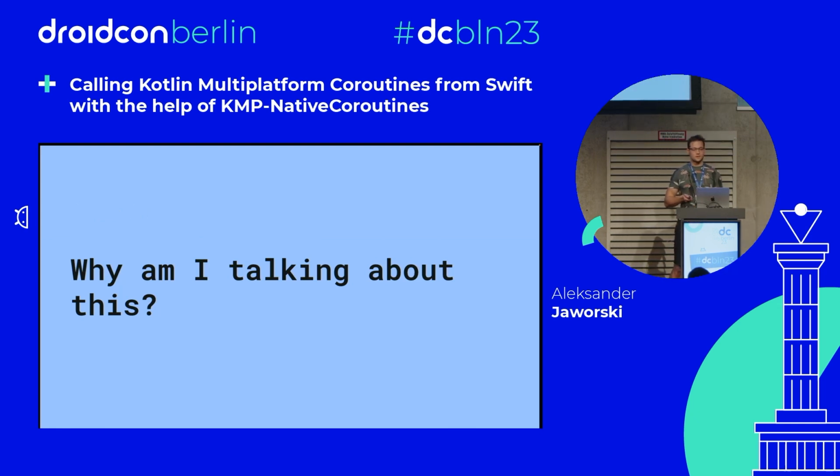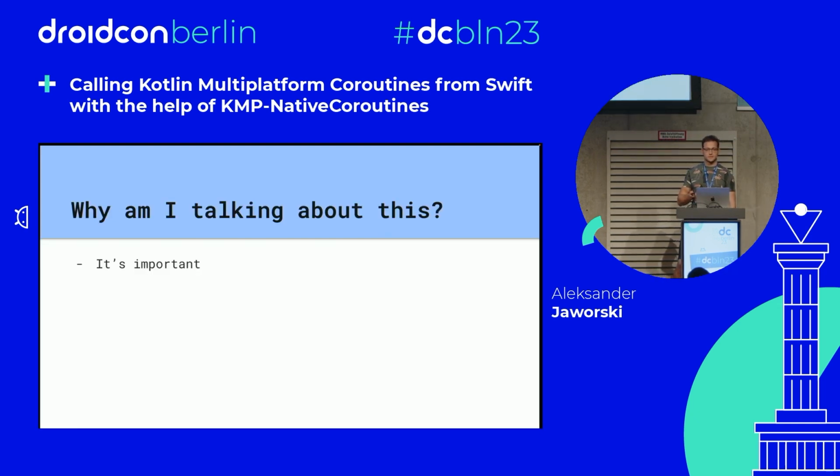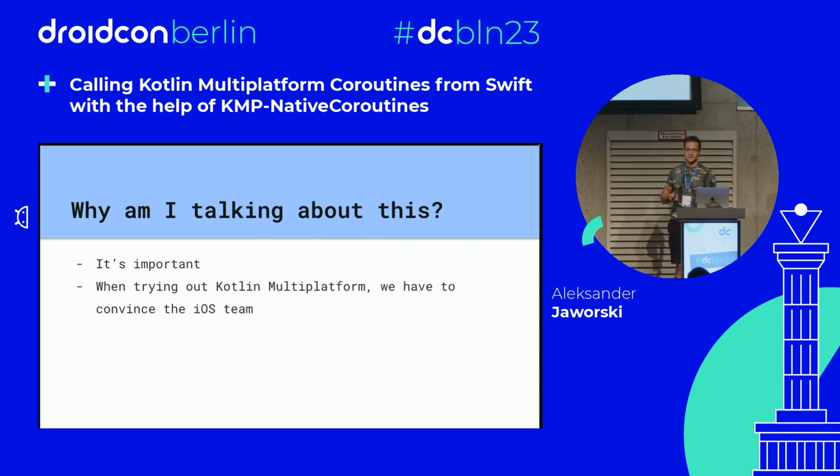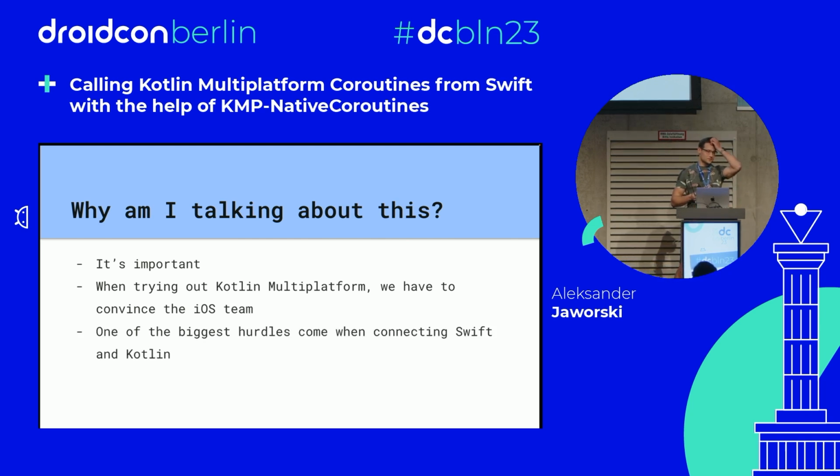And yeah, why am I talking about this? First of all, it's important. Like most of the stuff we are talking over in this conference. But besides that, in order to use Kotlin Multiplatform, we have to convince the iOS guys that it's OK, it isn't problematic at all. And one of the biggest issues I found with Kotlin Multiplatform is the place where Kotlin and Swift meets. So this talk will address the issues with coroutines and how we can call them and make it easier on iOS developers.